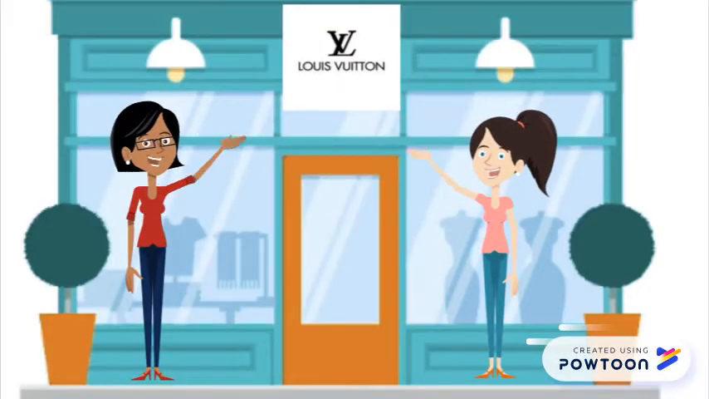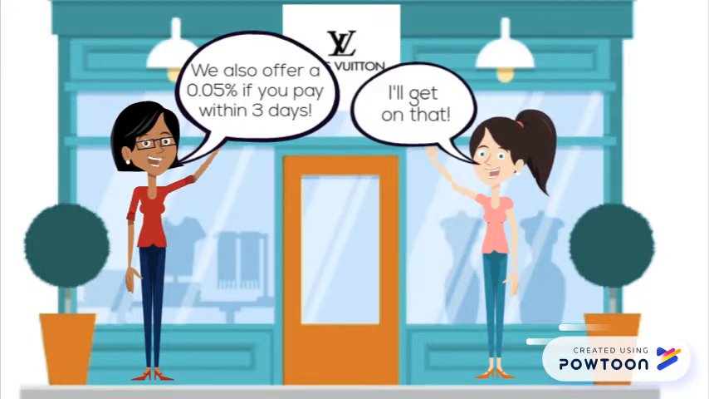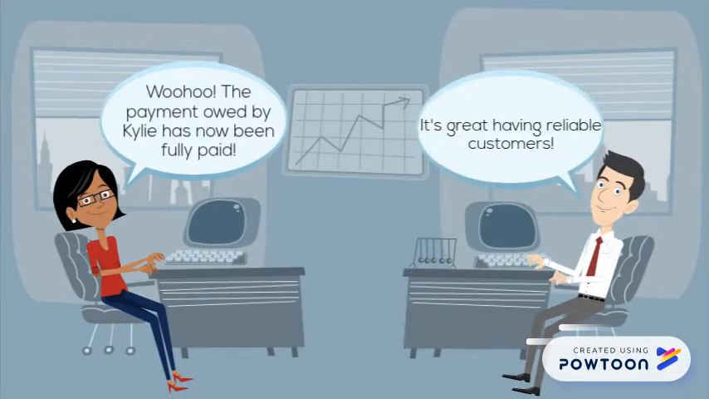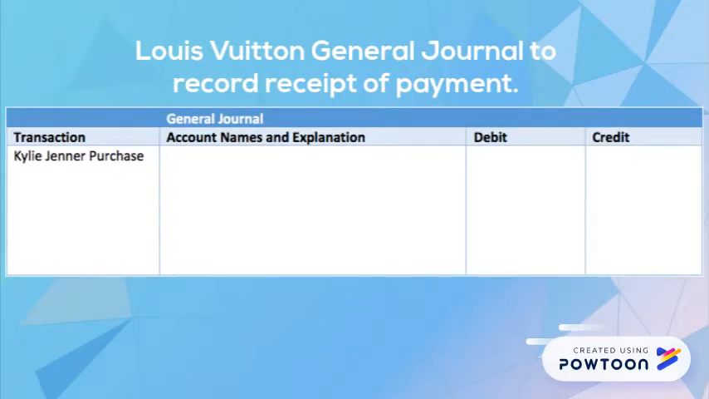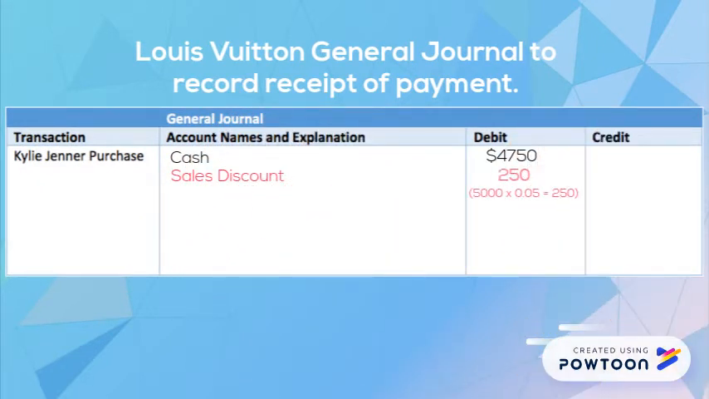Louis Vuitton, as generous as they are, also provides their customers with a 0.05 discount for customers who pay within 3 days. As Kylie Jenner paid Louis Vuitton the next day, the final transaction would look similar to this. In total, Kylie only needed to pay $4,750, so we would debit this and record the account as cash. Then, we would also debit the discount of $250, so that the debit side equates the credit side.